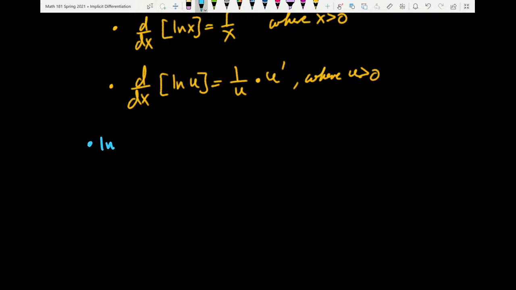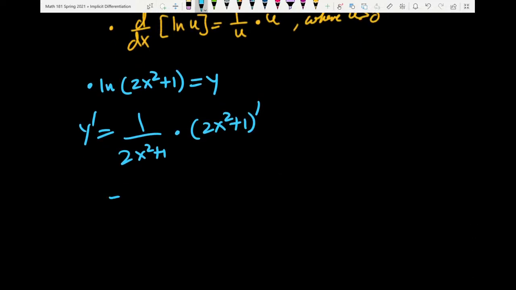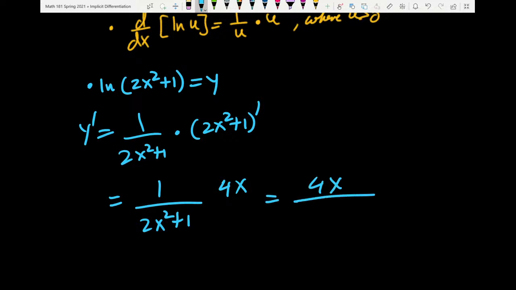Natural log of 2x squared plus 1 equals y. So what's y prime? Obviously you get 1 over 2x squared plus 1 times the derivative of 2x squared plus 1. And what is that derivative? The derivative of 2x squared plus 1 is just 4x. So if I simplify it, this is what I get.